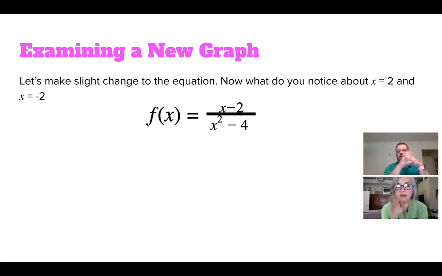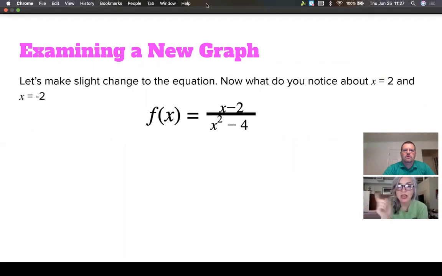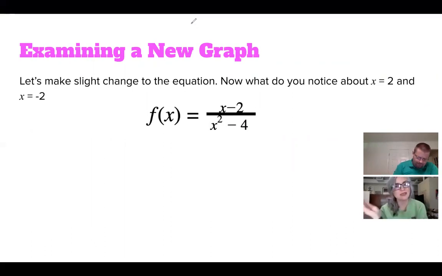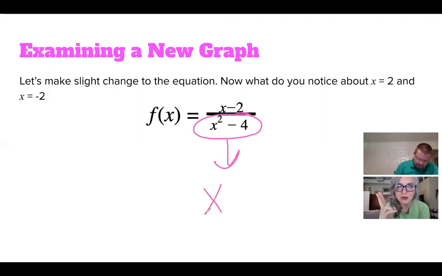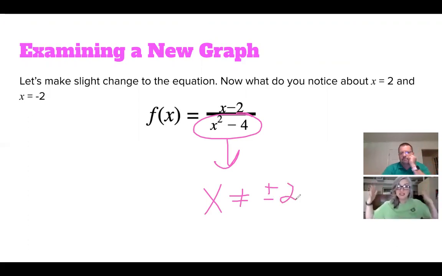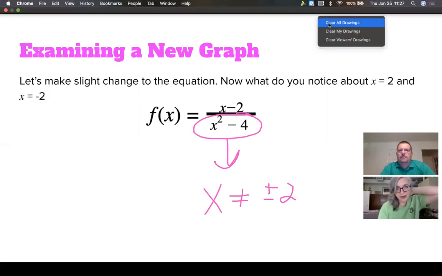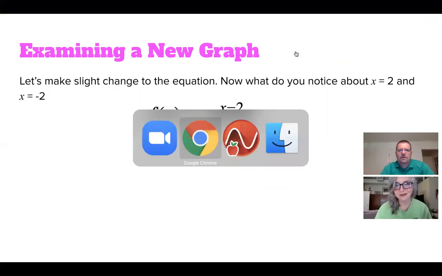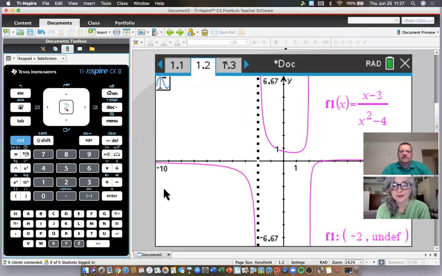Same exact algebra problem, set the denominator equal to 0, you get plus or minus 2. And now I know what you're thinking. You're thinking this is also going to have two vertical asymptotes, one at 2 and one at negative 2. Same denominator, and you just told me that that's where the vertical asymptotes come from. So let's graph it. All right, I got it figured out. So here's the graph of the last one. Here's the graph of the new one.